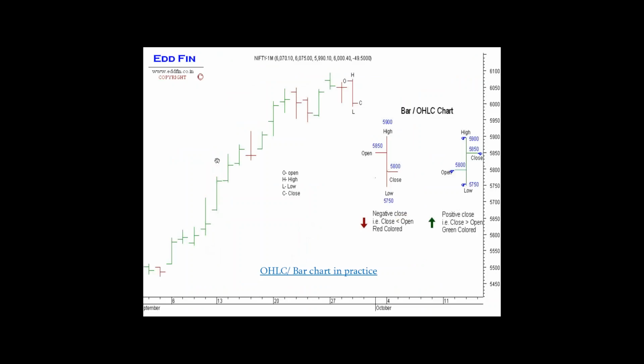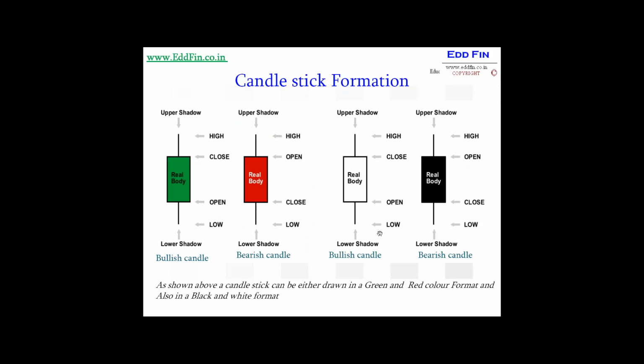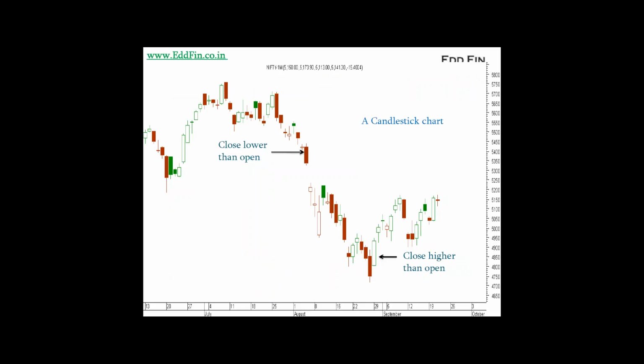As you can see, this is a real practical bar chart in the markets, representing the high, low, open, and close of the stock. So this is how a candlestick chart is being formed. A green body is where the close is greater than the open, and red is vice versa.